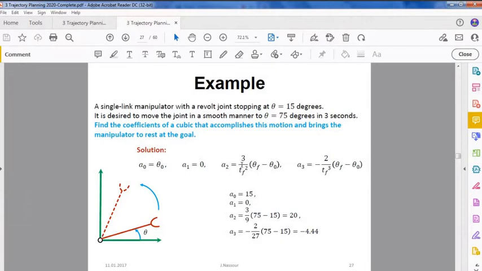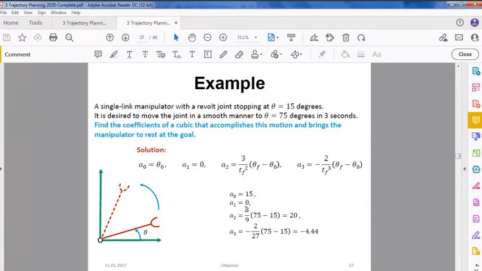And then we use this formula to find A2. So theta final is 75 minus 15, over T squared, 3 squared, which is 9, multiplied by 3, equal to 20. And A3 is equal to negative 2 over T to the power of 3, so 2 divided by 27, and then theta final 75 minus 15. So you get the coefficient negative 4.44.